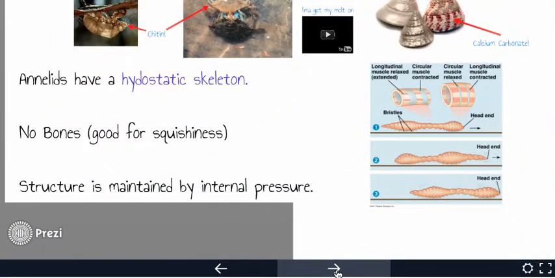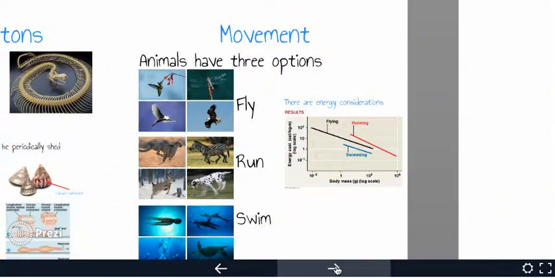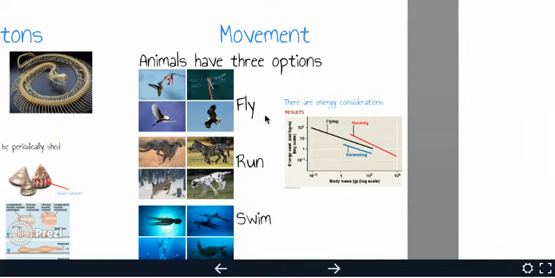All right, so annelids. They have hydrostatic skeletons. These are worms. So no bones. Squishy. It's all about internal pressure. And then if we look at movement, animals have 3 options. So it's going to be flying, running, or swimming. Sometimes you can do, well, not too many can do all 3. That's pretty specific. It'd be awesome if humans could fly, though.